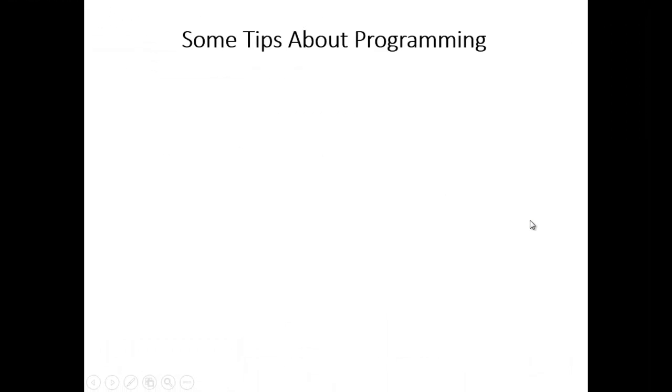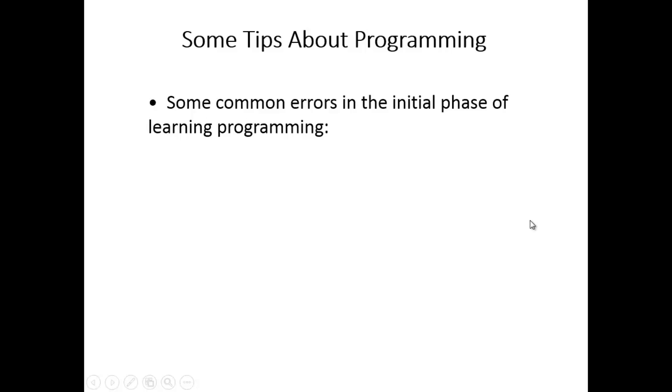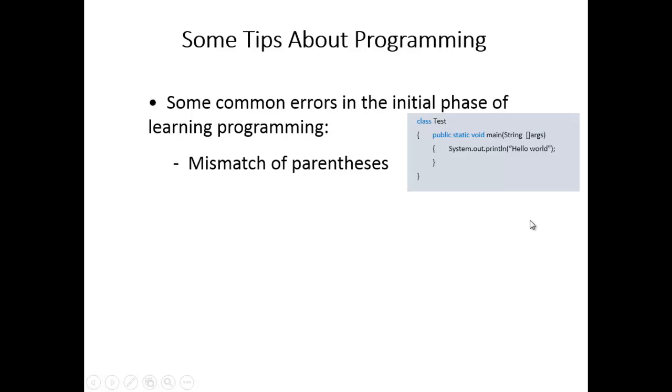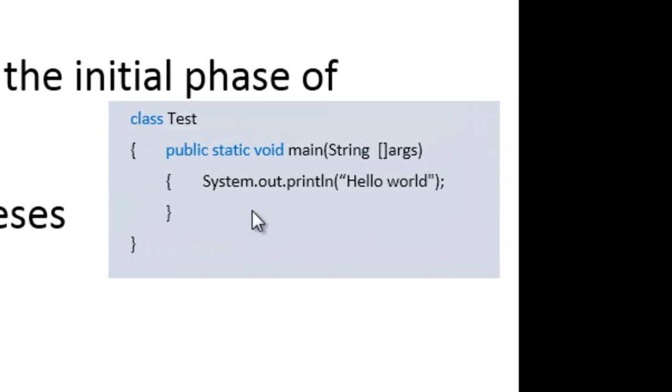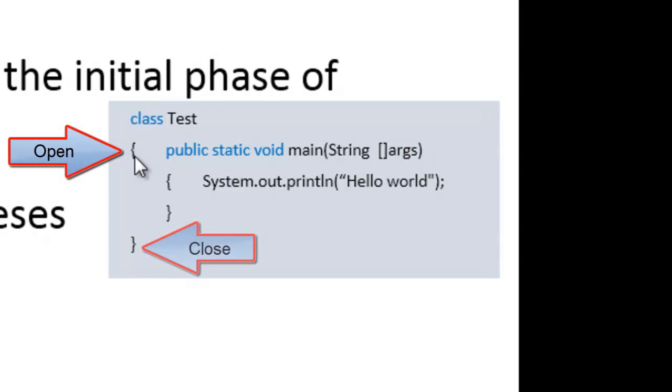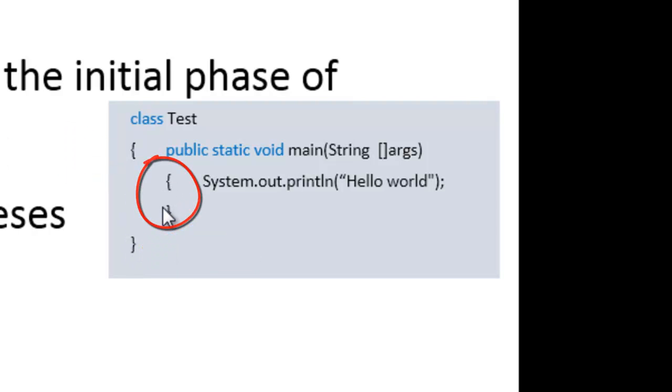Here are some tips about programming, some common errors in the initial phase of learning programming. Mismatch of parentheses. At this time we have written a very small program, so there is no big issue with parentheses. Every time we need to remember that whenever we open a parenthesis, we must close it, either in the class, in the method, or in any other structure of Java code.